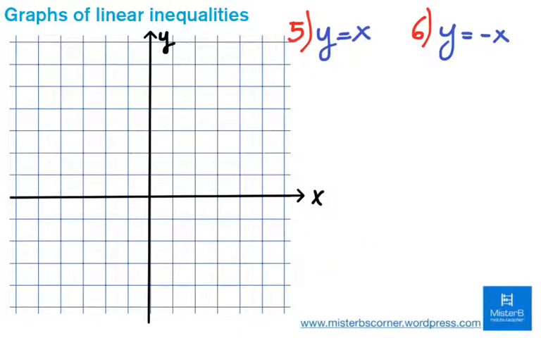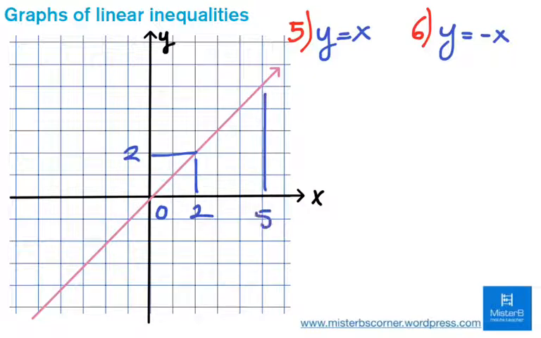When it comes to y equals x, it's going to be this line passing through the origin, right? And if you notice, the x value is 2, the y value is 2, or the x value is 5, so is the y value, because y is equal to x. So that's why it's going to be this graph.